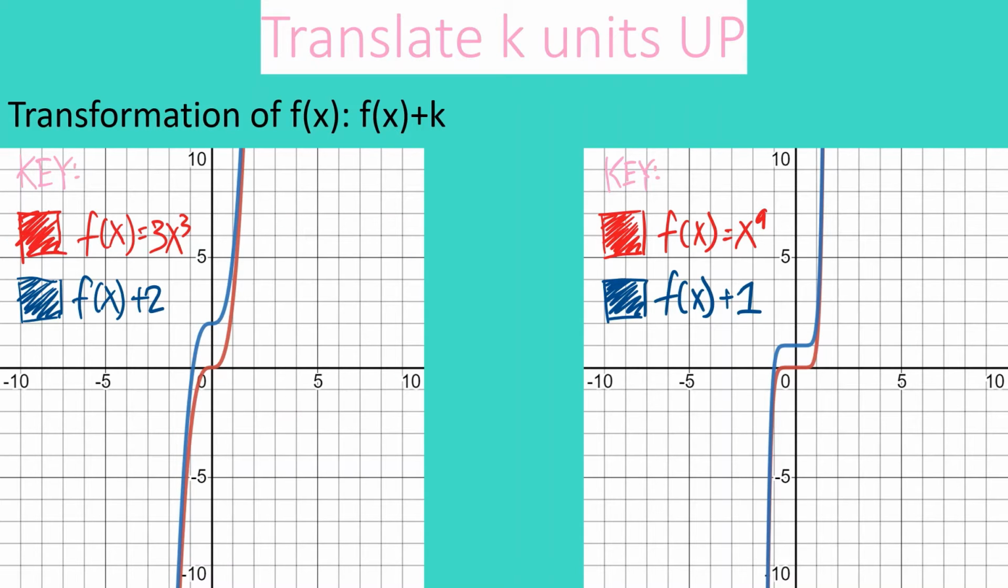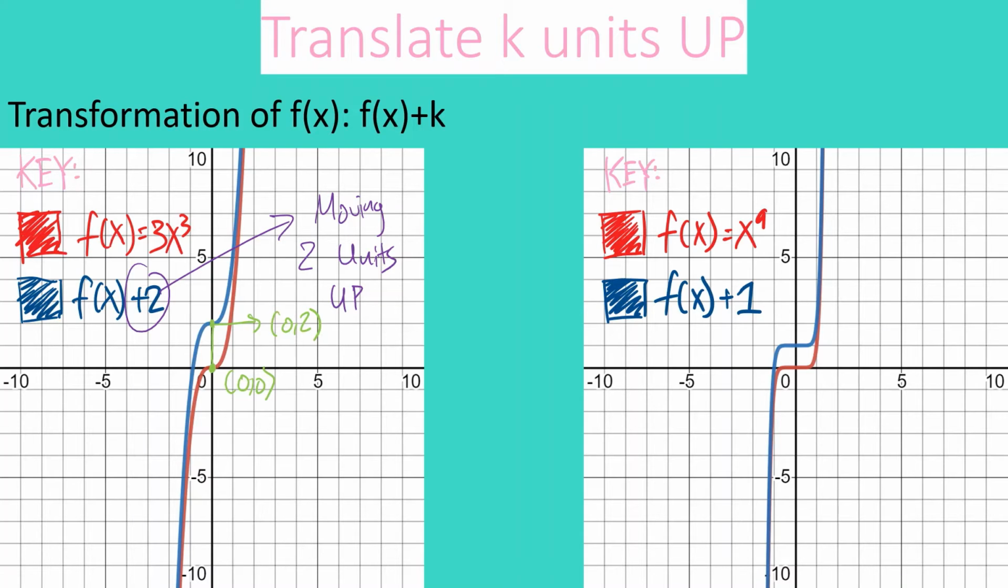Translate k units up. The transformation of f of x is f of x plus k. On our first graph, we have f of x equals 3x cubed, and we have f of x plus 2. Now this plus 2 means moving 2 units up. So let's look at the origin of our original function, which is at 0, 0. If we move 2 units up, we get the coordinate of 0, 2. So it shows translating 2 units up.